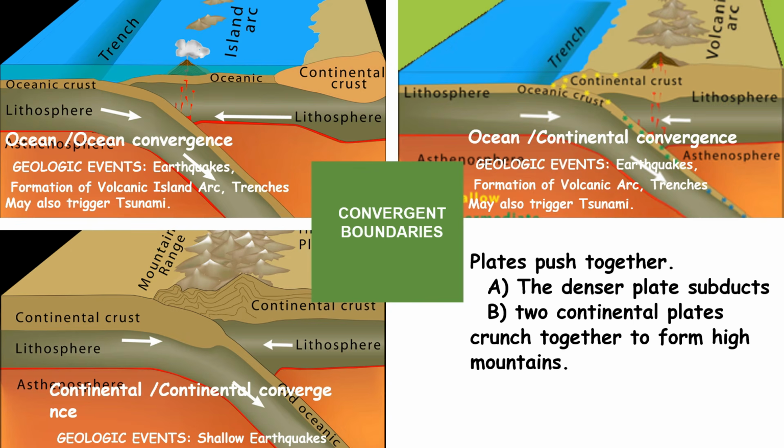So there are three types of convergent boundaries. One is the ocean-to-ocean convergence. Second one will be the ocean-to-continental convergence. And the third one would be continental-to-continental convergence. This would form unique geologic events based kung anong klaseng mga plates yung magmi-meet.